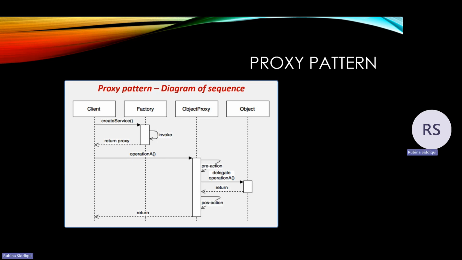So we have the proxy pattern, and in this one you can see client, factory, object, proxy, and object. So it looks more complicated than it is, but out of all of them, this is probably the most difficult one to grasp. The proxy pattern provides a surrogate or a placeholder for another object to control access to it. So you need to invoke the object and return it.